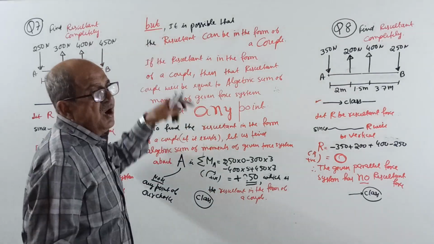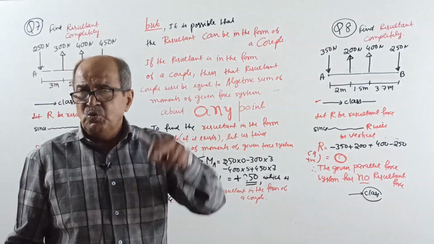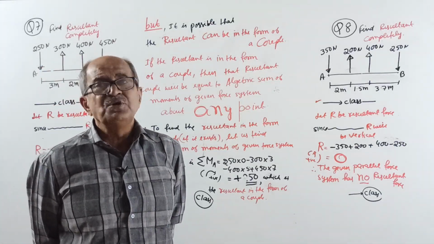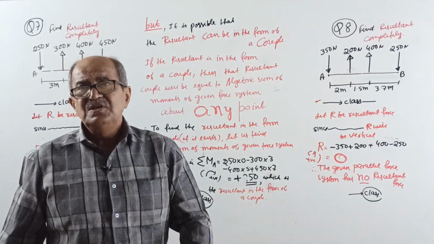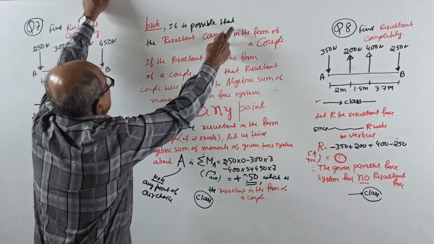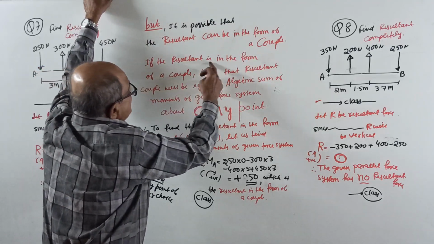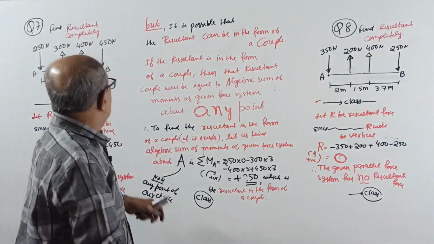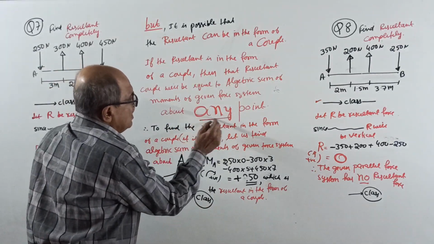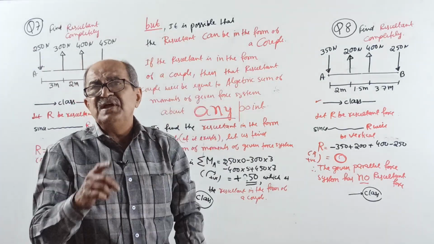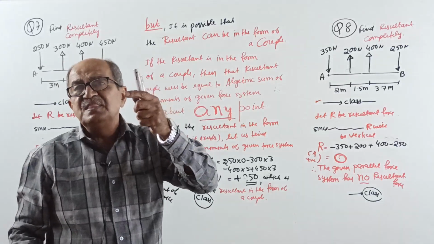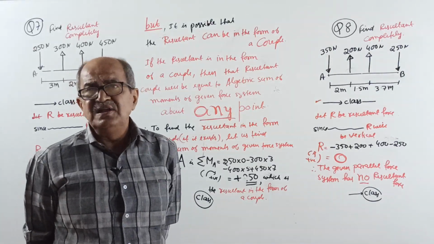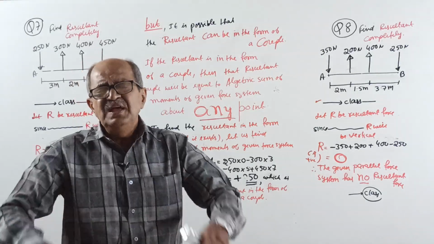But all this I told in earlier classes with plenty of explanation. Go back there, study. See the title there: resultant force vanishes, but resultant is there. Then one more question: resultant force vanishes, resultant is not there. You study those things. But it is possible that the resultant can be in the form of a couple. If the resultant is in the form of a couple, then that resultant couple will be equal to the algebraic sum of moments of the given force system about any point of your choice. Remember, if the resultant force vanishes and the resultant is in the form of a couple, the resultant couple is the algebraic sum of moments of the entire force system about any point.